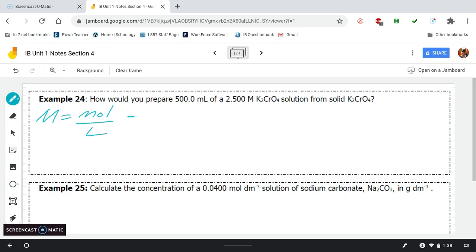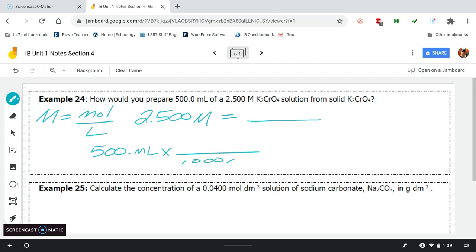We have the molarity. So I need to write down 2.500 molarity. So I know the molarity. And then I know the milliliters. And hopefully you are like, okay, I know that milliliters aren't going to work. So that good chemistry student goes ahead and converts that over.